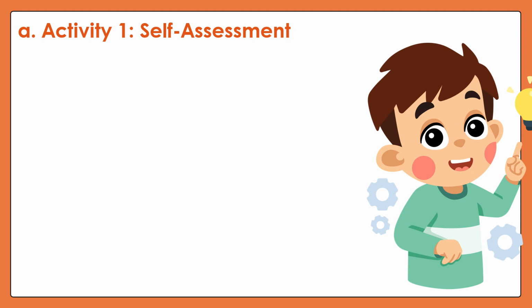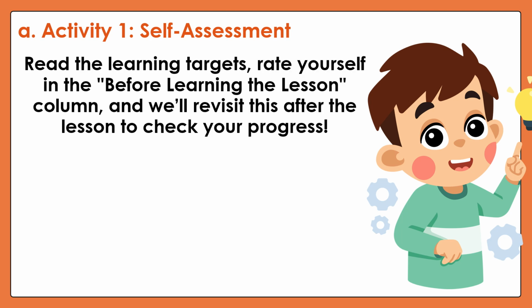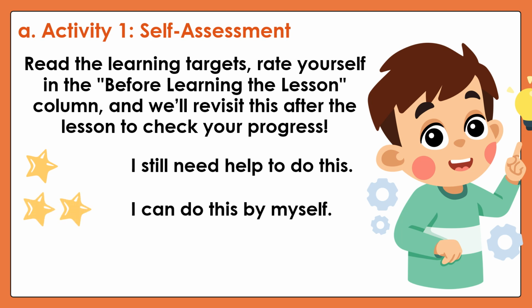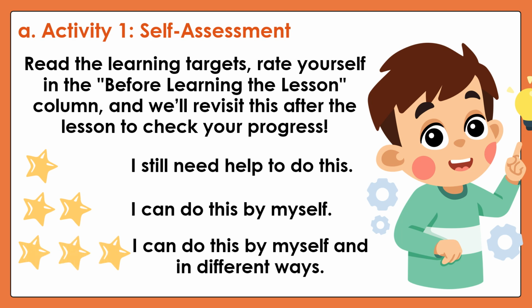Activity number 1, self-assessment. Read the learning targets. Rate yourself in the before learning the lesson column, and we will visit this after the lesson to check your progress. 1 star, I still need help to do this. 2 stars, I can do this by myself. 3 stars, I can do this by myself and in different ways.